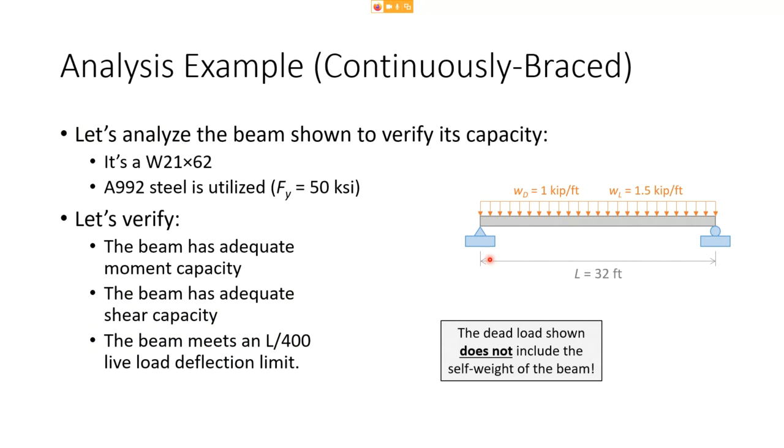All right, I'm gonna go ahead and just jump right into it. Again, if you all have any questions, just please throw them in chat. All right, we're gonna analyze this beam and we're gonna verify its performance. So we're gonna say we've got a W21 by 62. We're gonna say it's grade 50 steel, A992, so Fy is 50. It has a dead load of 1 kip per foot and a live load of 1.5 kips per foot.